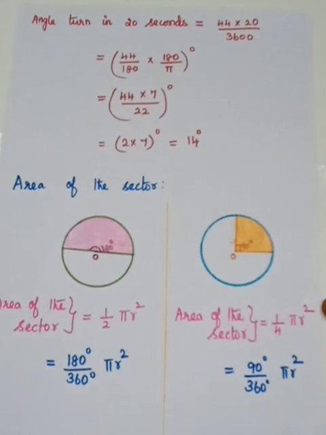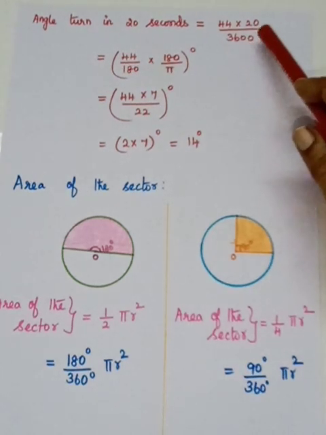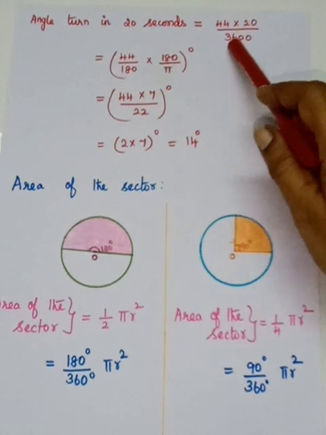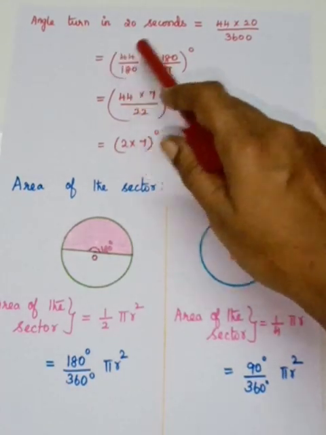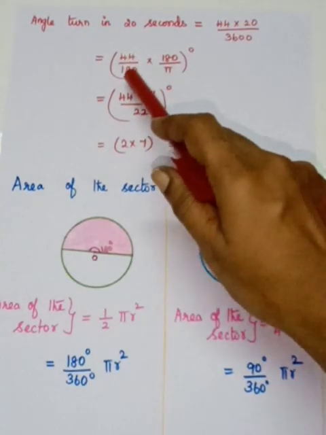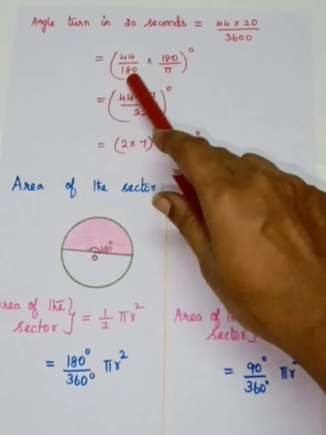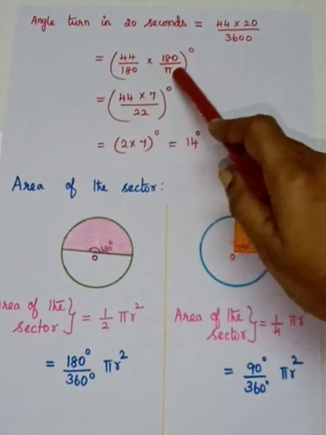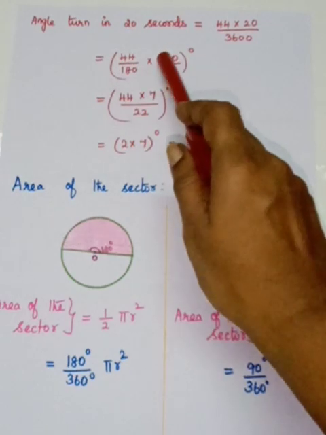So what you have to do? 44 into 20 divided by 3600. Okay, 0 getting cancelled, and 2 divided by 360 is 180. So what you are having here? 44 by 180. So now we are going to convert into degree. Okay, so degree means what you have to do? 180 by pi has to be multiplied with that. This 180 and this 180 getting cancelled.